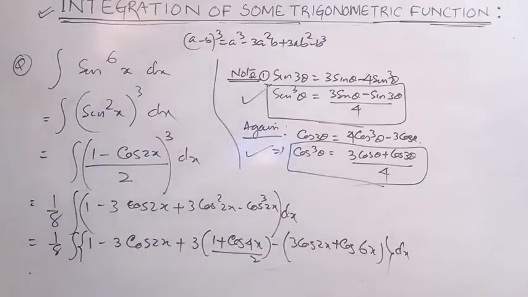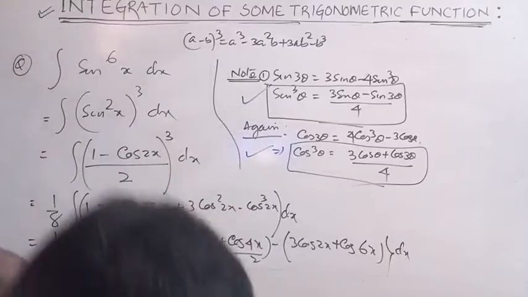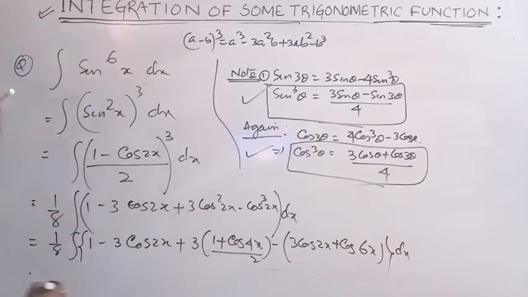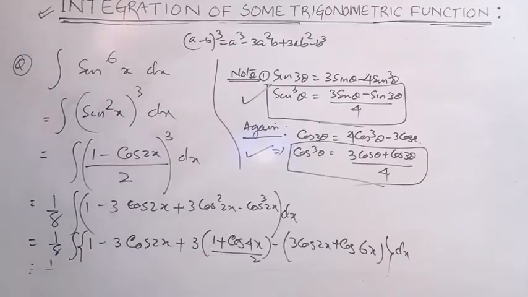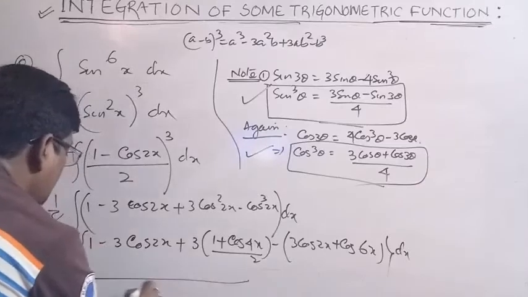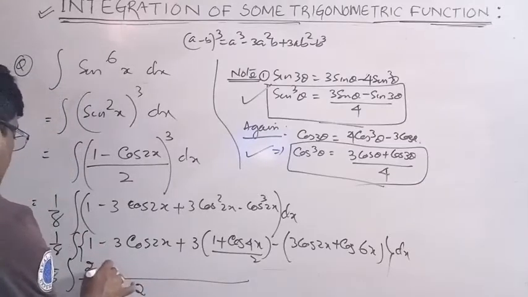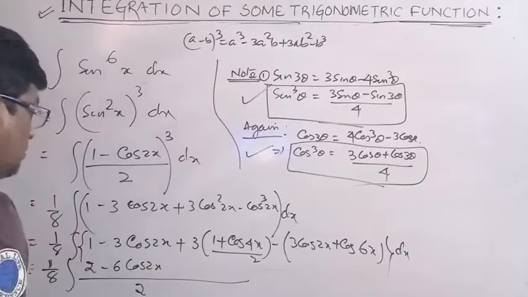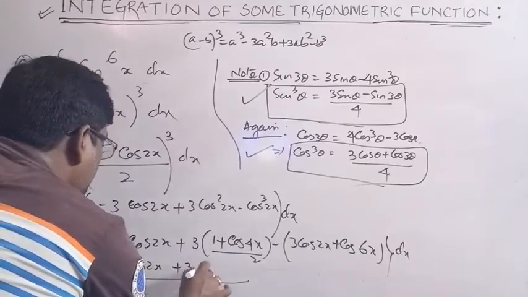So this is equal to, LCM 2 here, 1 by 8. And LCM is 2. This is 2 minus 6 cos 2x. This is equal to 3 plus 3 cos 4x.